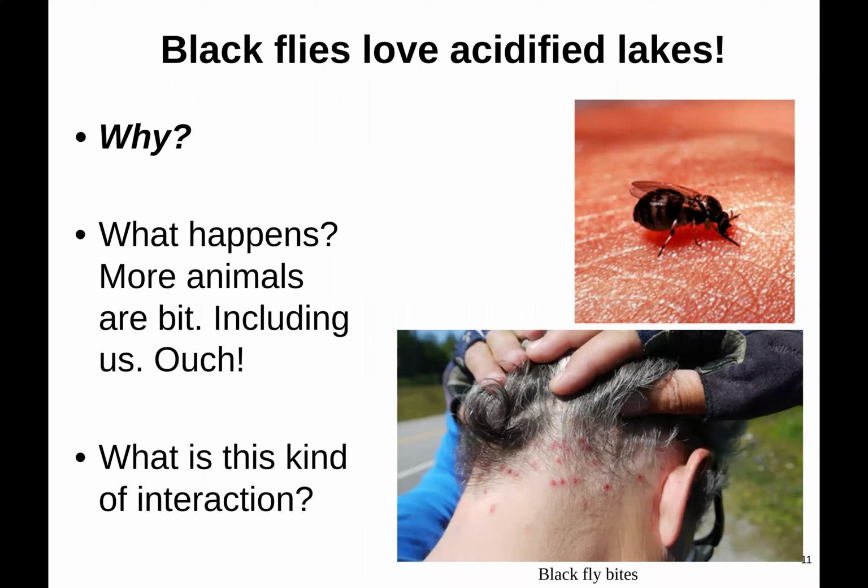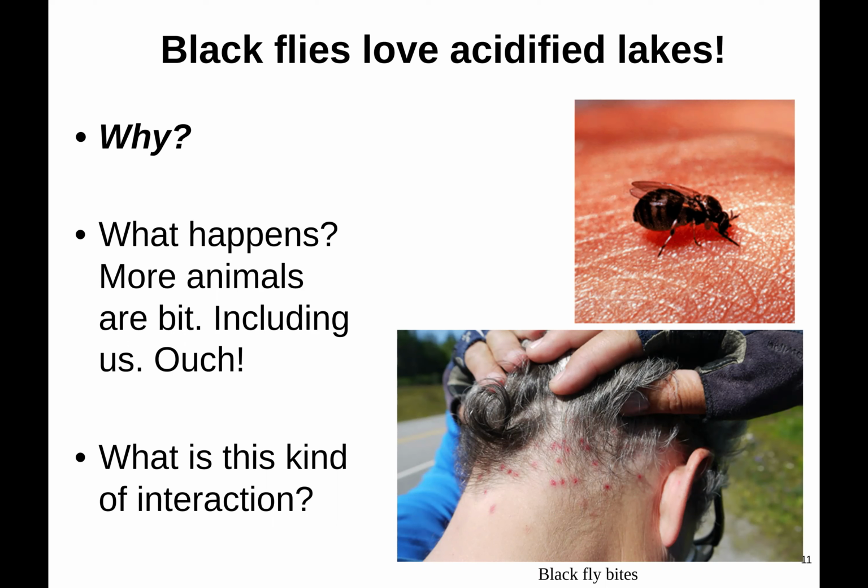And so we can actually use another type of indicator species, which would be something that benefits from humans being bad. And this includes black flies. I've never actually personally been bitten by a black fly, but I've been bitten by a fly that's very closely related to a black fly, and I can tell you they hurt like hell. These black flies love acidified lakes. So they are bioindicators because they go crazy in the presence of acidified lakes. And what happens? Well, it causes more biting, right, including us.